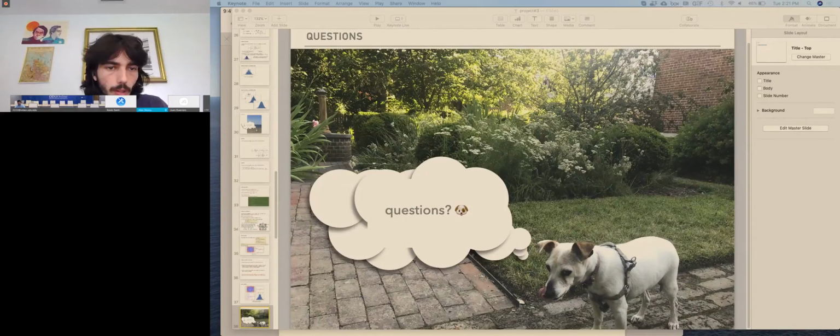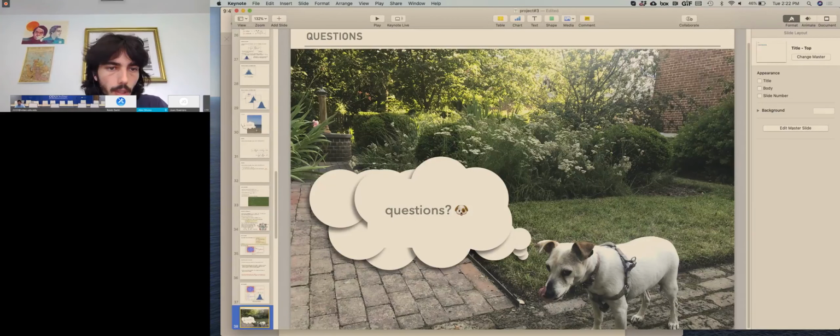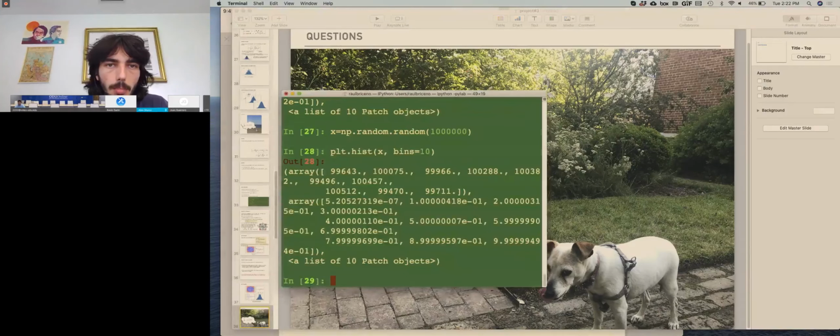Programming oriented questions, such as Tejus from Virginia asks, what is an array compared to a list? So a list is appendable.